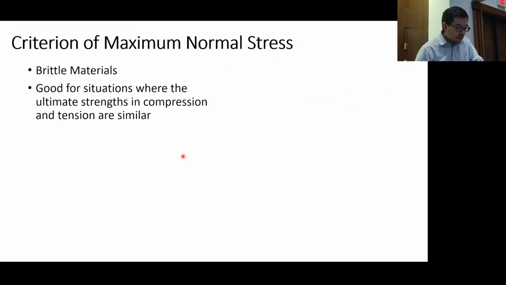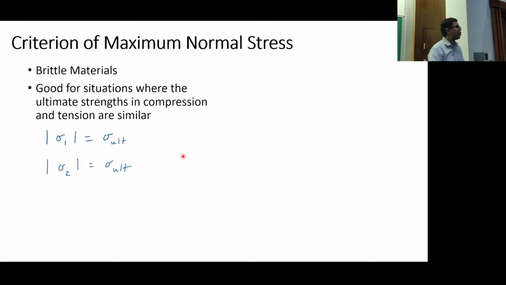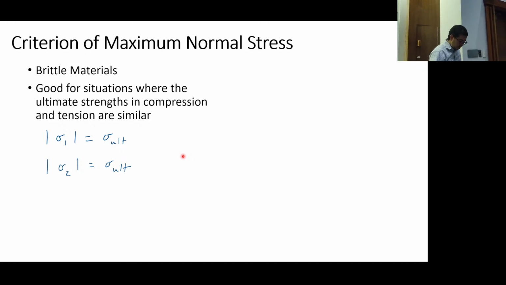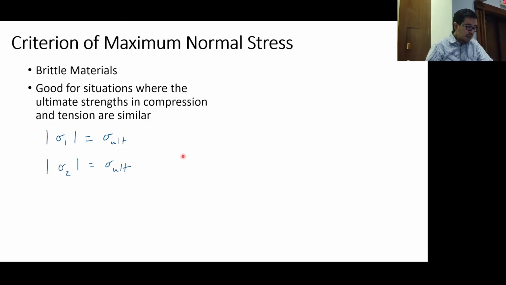So, what is the criterion, though? That's nice. Okay, the criterion for this maximum normal stress is typically good for situations where the ultimate strengths in compression and tension are close to each other. Okay, we'll talk about how to handle that when they are not. That's the Mohr criterion coming up next time.